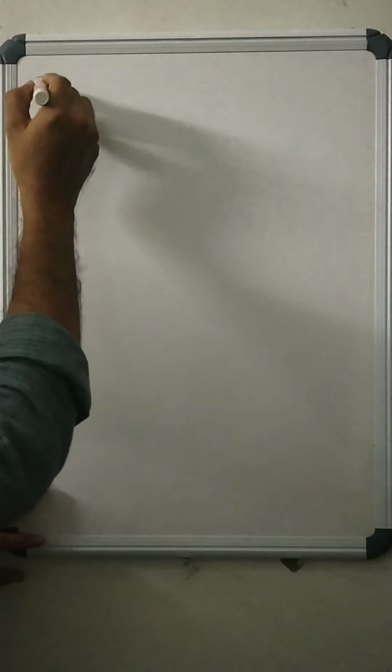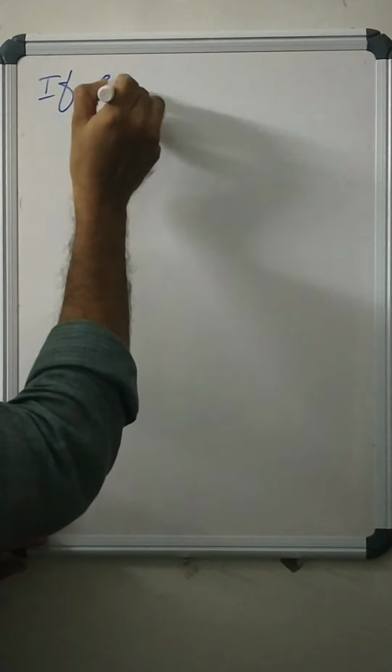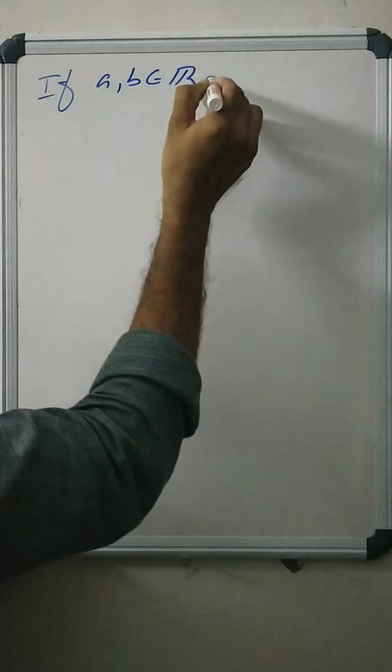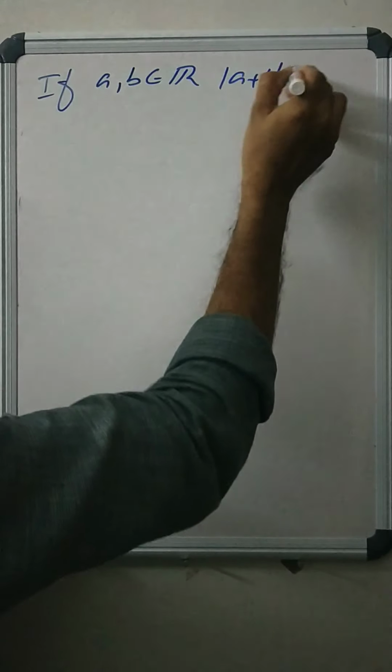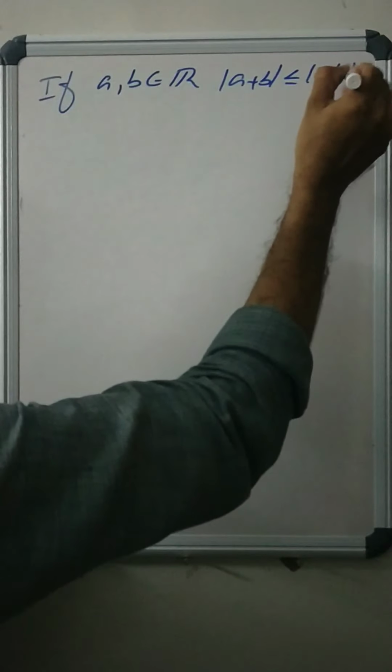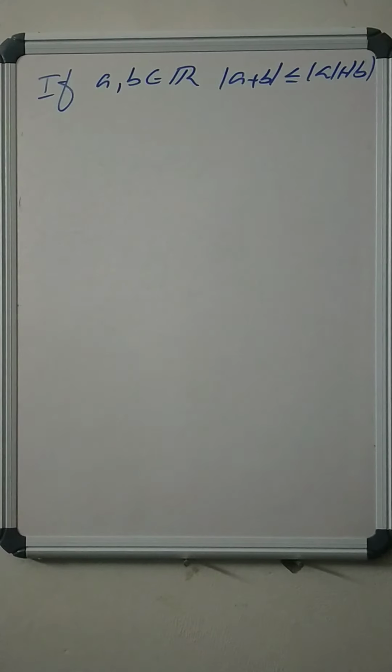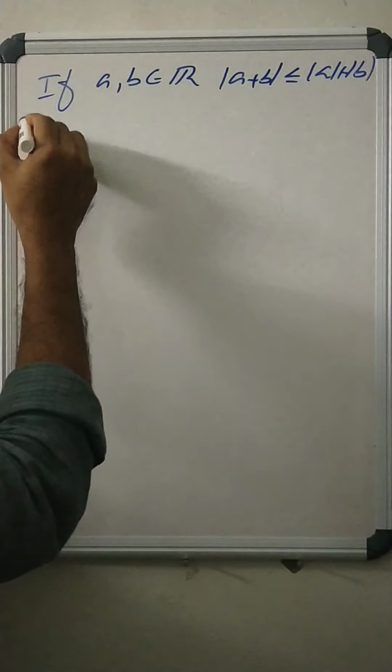Triangle inequality. If a, b fall in R, then modulus of a plus b is less than or equal to mod a plus mod b. So this is the triangle inequality.